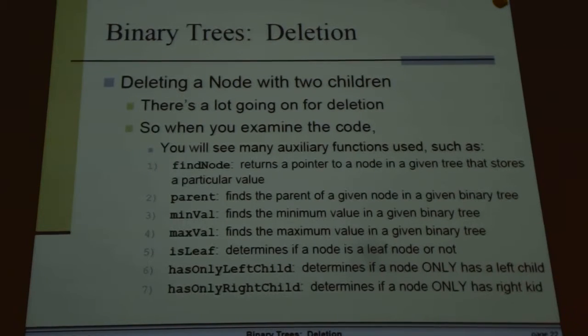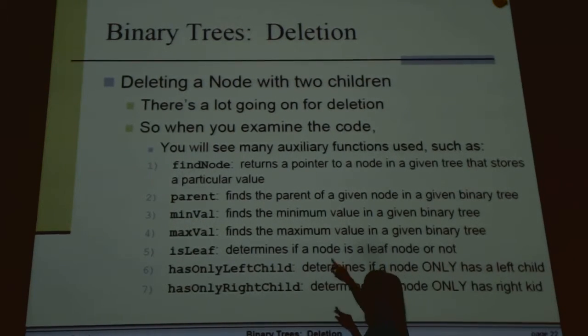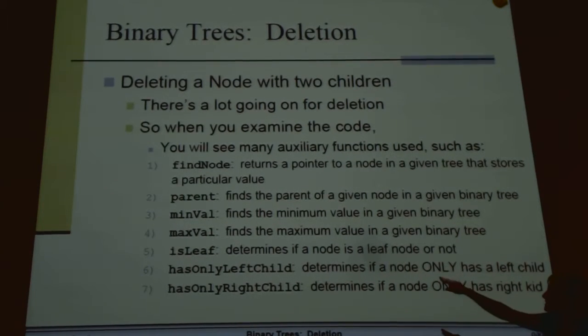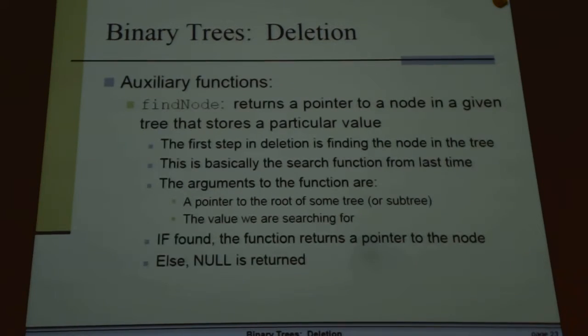Okay, so what we're talking about is how do you know who to replace with. First we're going to find the minimum value in a binary tree. We're going to find our max value in a binary tree. We also need to find out if a node is a leaf. So let's walk through this.